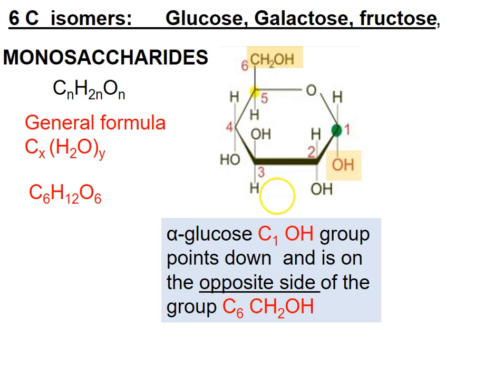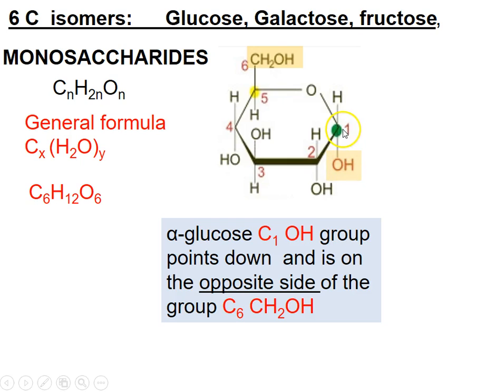The reason that this is called an alpha glucose is that on the first carbon, the OH group is pointing in the opposite direction to this CH2OH group. Alpha is the beginning of the alphabet, like alpha with our fatty acids. It's the first carbon right next to the carboxylic. This is the first isomer, and they're on opposite sides.